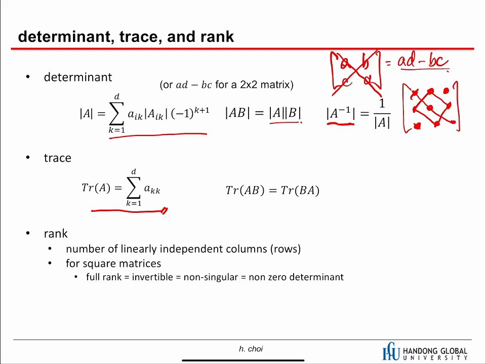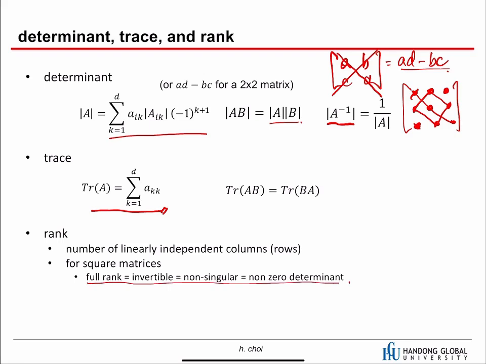And what is the rank? The rank is the number of linearly independent columns or rows. For square matrices, full rank means the matrix is invertible, it is non-singular, and it means the determinant of the matrix is non-zero. Basically, it's the same thing.